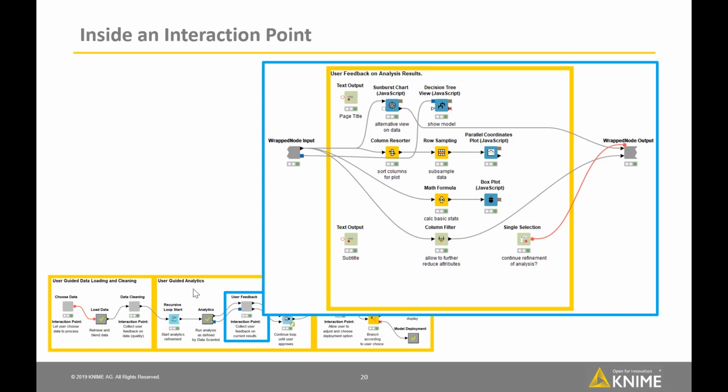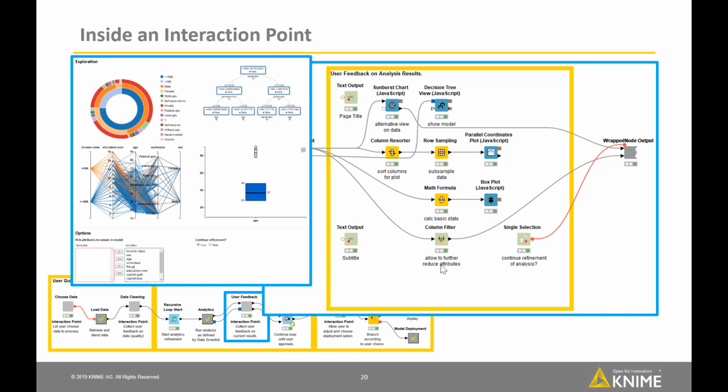We have some workflow that is taking some data and creating some visualizations, basically a sunburst chart, decision tree view, parallel coordinates, a box plot, and allows for some other things down here, some different items that the business user can choose. So this is what the data scientist is going to see. When the business analyst runs this within the web portal, this is what the business analyst sees. He sees the results of this executed workflow.